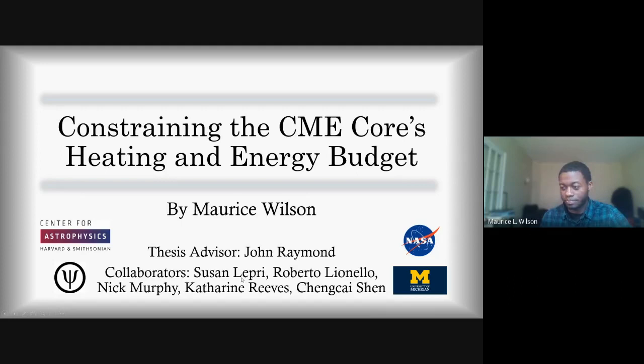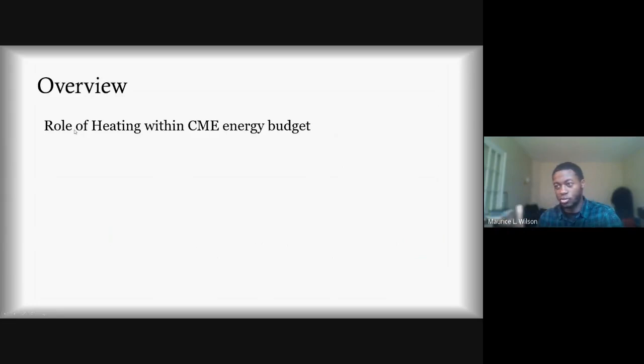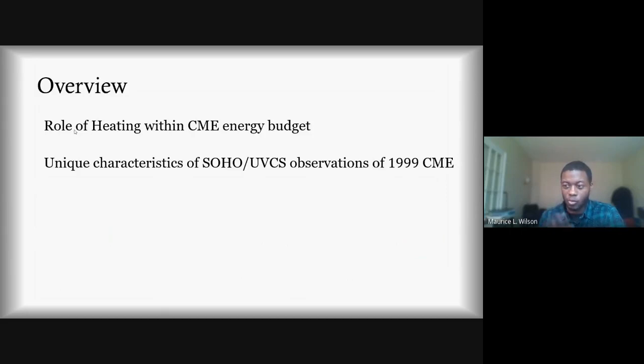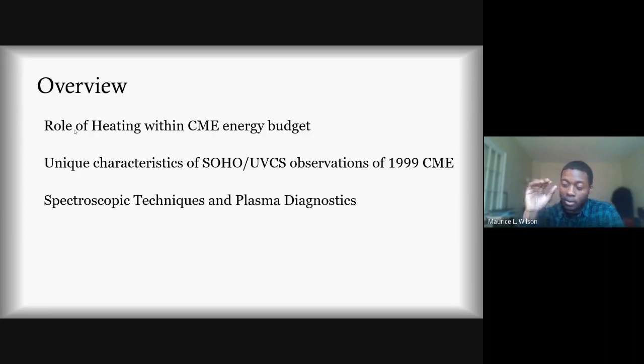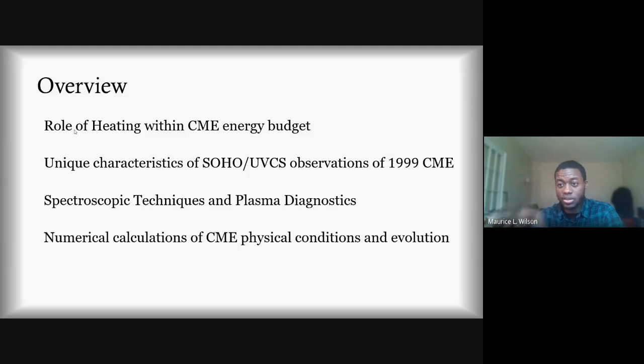I'll start by giving a brief outline of everything that I'll discuss today. I'll start by describing the role the heating plays within the CME energy budget. Then I'll describe why there are unique characteristics within the SOHO UVCS observations made of this CME. The CME was observed in 1999, so there's a unique aspect to this archival data. Then I'll discuss the spectroscopic techniques and the plasma diagnostics that we use, the numerical calculations I made for the physical conditions of the CME, and how those physical conditions evolve as a function of height in the corona. Then lastly, I'll describe the final energy budget and heating rates that I determined for the CME.